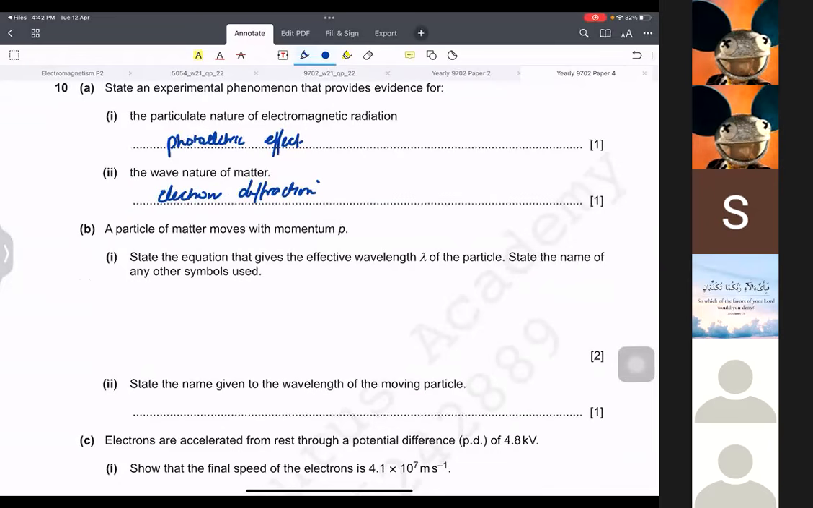A matter moves with momentum p. State the equation that gives the effective wavelength of the particle. State the name of the symbols used. So the wavelength equals h upon p, and this is the Planck constant.